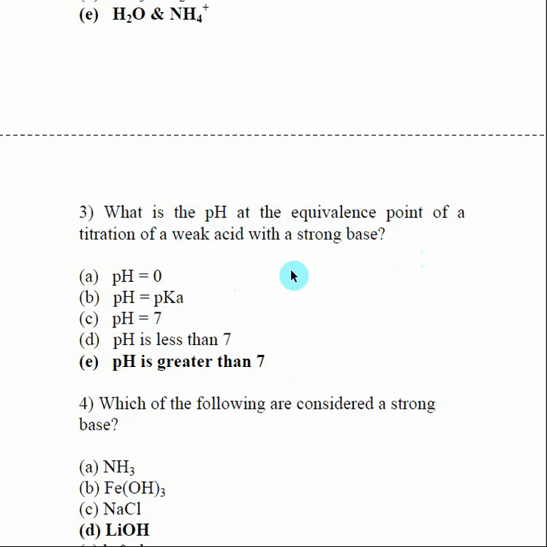Remember, for a strong acid and a strong base titration, the equivalence point pH would be equal to 7. So that's the big difference. Strong acid, strong base, equivalence point, pH is equal to 7. Weak acid and strong base, at the equivalence point, the pH is greater than 7. What the pH actually is depends on the Ka of the acid, so that'll change a little bit, but we know it's going to be greater than 7.